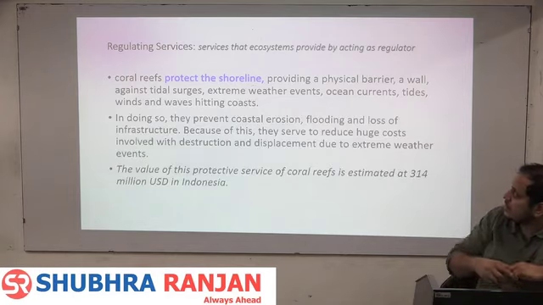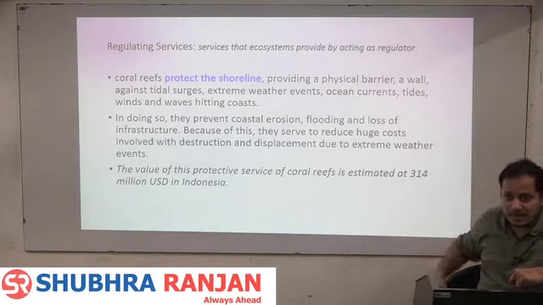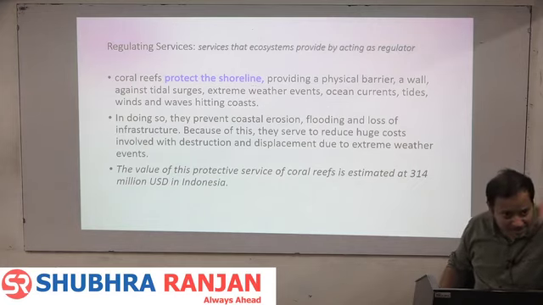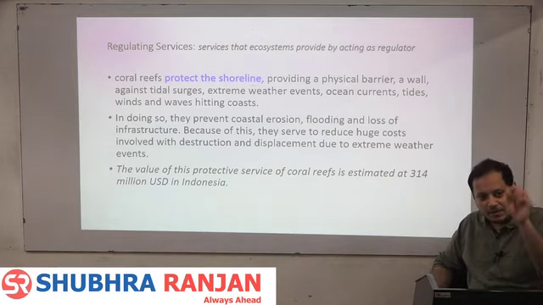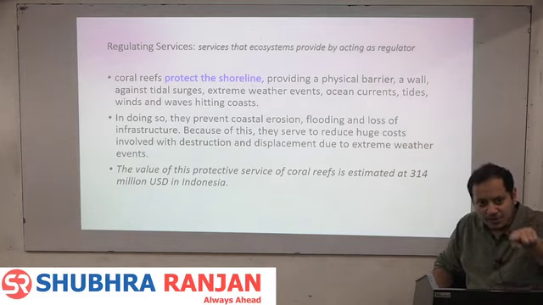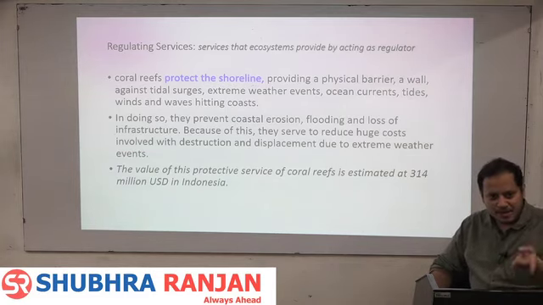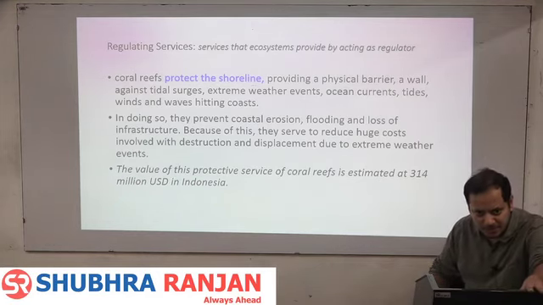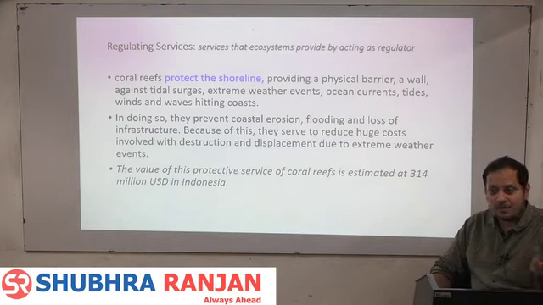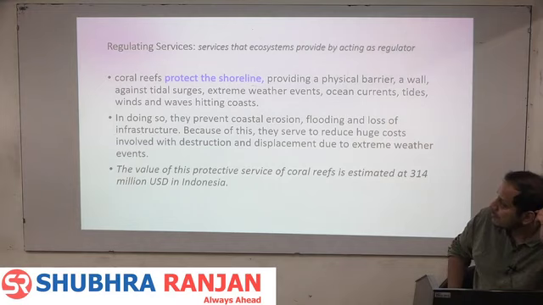Regulating services, services that ecosystem provides as a regulator. For example, what is a regulating service in an ecosystem? The role of a tree. A tree will purify the air around it. It acts as a regulator. A tree will give out evapotranspiration and moisture, thus helping in the formation of clouds. It is a regulator. A tree gives you shade. That is a provisioning service. A tree gives you wood. That is a provisioning service. A tree gives you fruits. That is a provisioning service. A tree protects you from the storms. That is a regulating or supporting service or protective service.